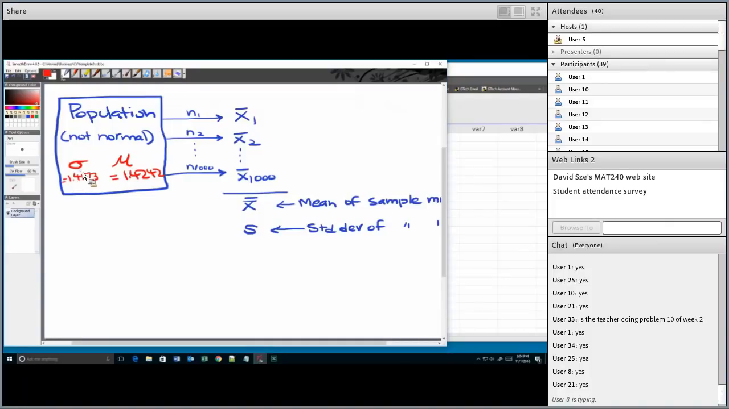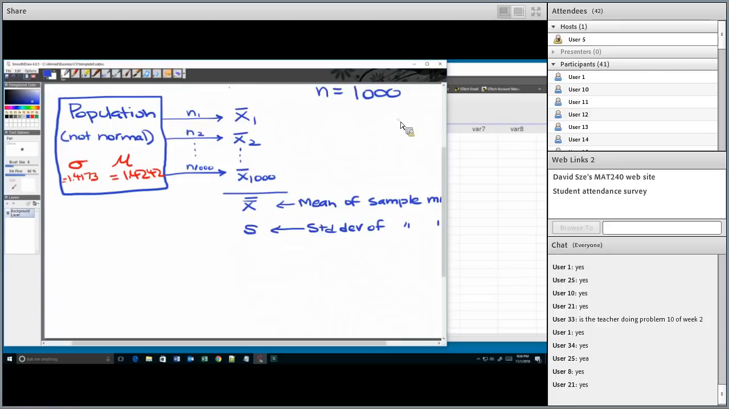All right, so what we're going to do now is use the central limit theorem that says, take many samples from this population. So I'm going to take 1,000 samples from this population, and each sample size, I'm going to call it n. Say I want to use a sample size of 1,000.